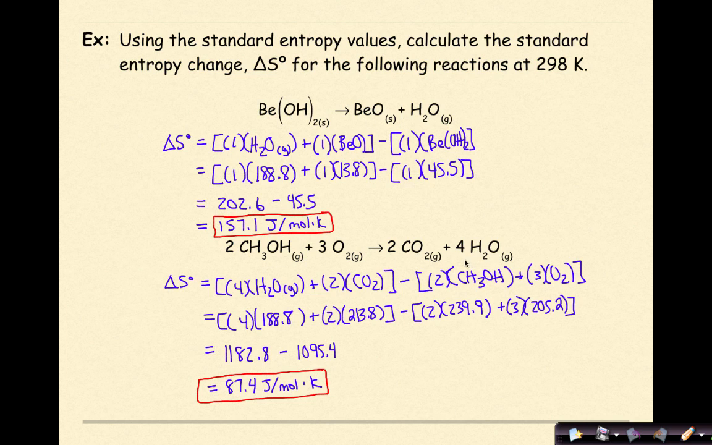Let's look at our second reaction. 2 moles of CH3OH plus 3 moles of oxygen yields 2 moles of CO2 and 4 moles of water. My change in entropy is my products minus my reactants. I substitute in my values for each. I find the difference between the values of the products minus the values of the reactants, and my end result is 87.4 joules per mole Kelvin. Again, a positive value, which means that as this reaction proceeds, there is an increase in entropy.